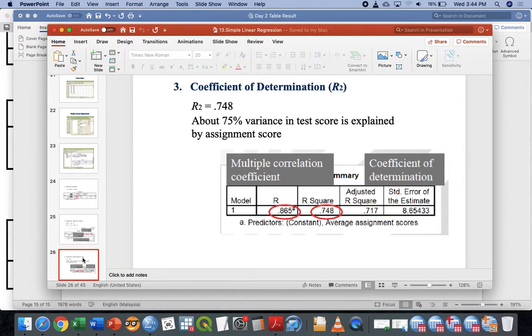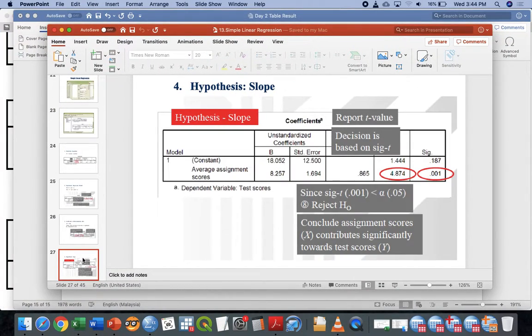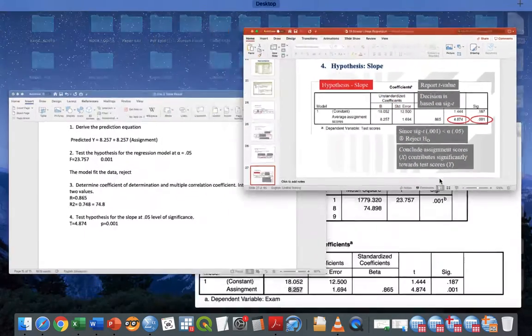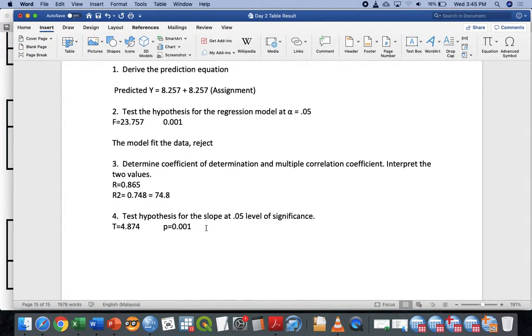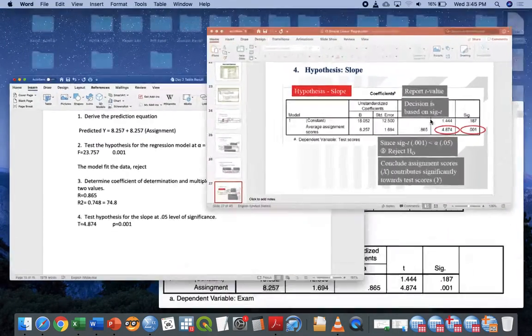Okay, and then you move on to the hypothesis of the slope. Based on the slope, we find that the p-value is less than 0.05, and therefore we reject the null hypothesis and conclude that assignment score contributes significantly towards the test score. Therefore, the assignment is one of the significant predictors that predicts the y, which is the final exam score. Okay, that is the way of doing it.